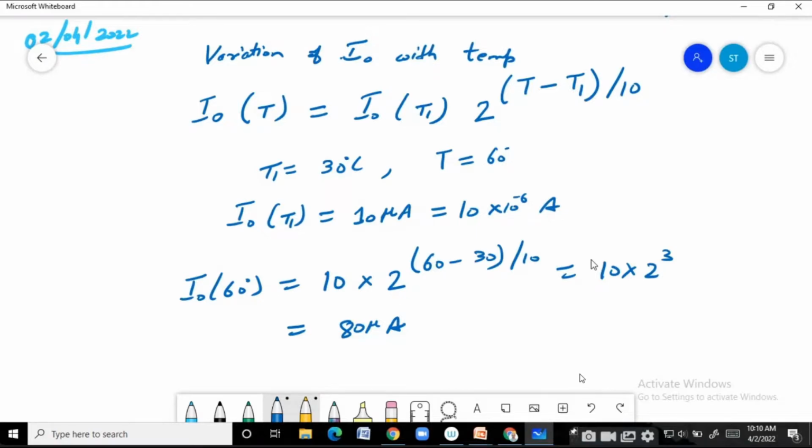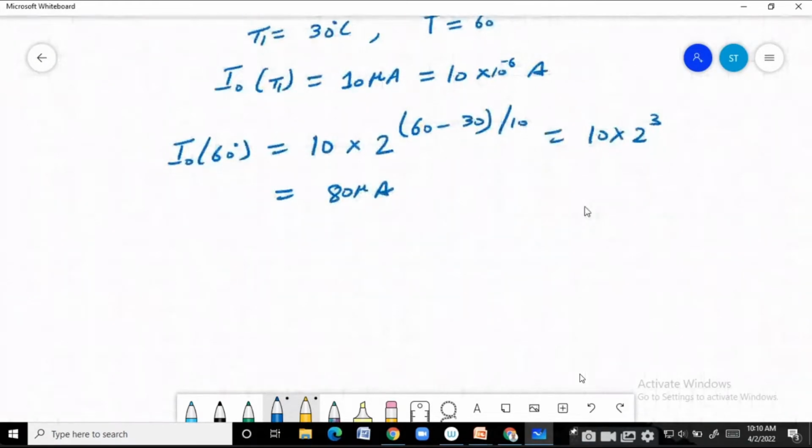So that is what it says. And why is it important? Why do you want to find this I naught? Because when you look at the diode current equation, it is I equal to I naught times (e raised to v upon eta vt, minus 1).